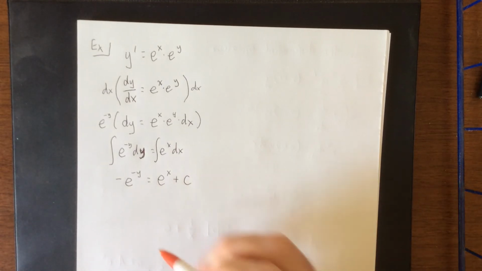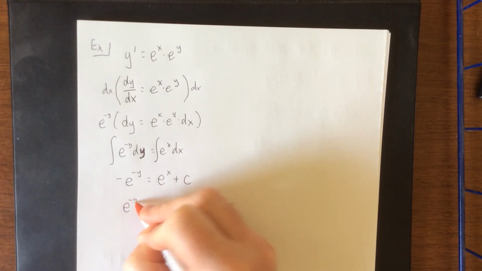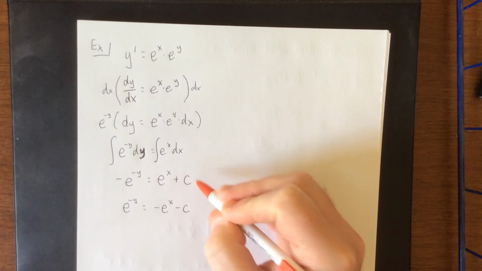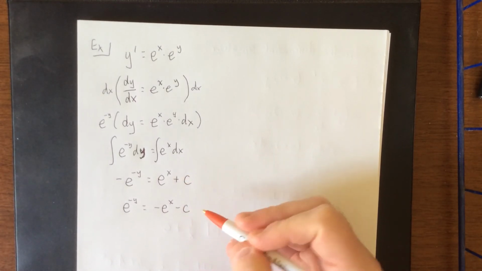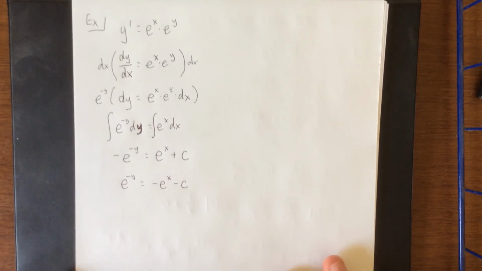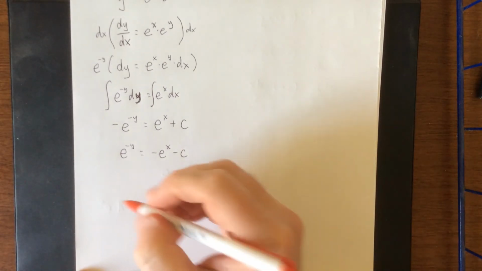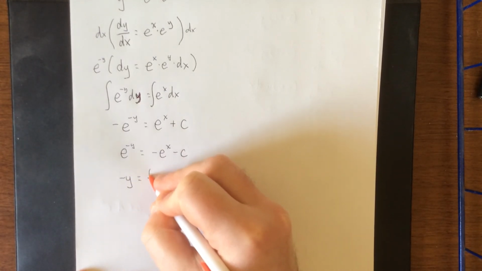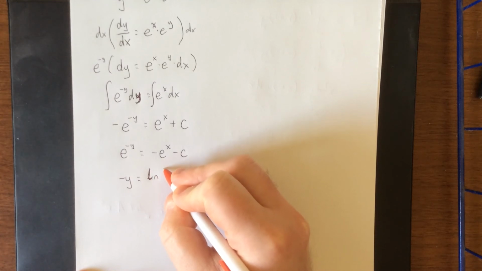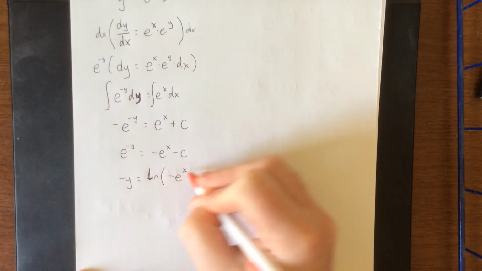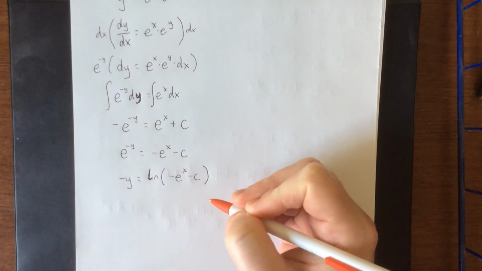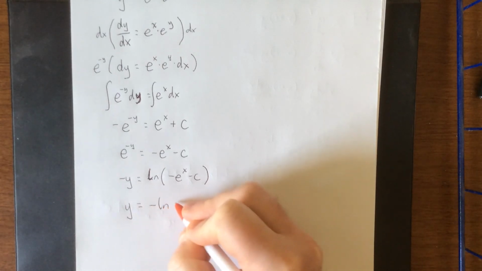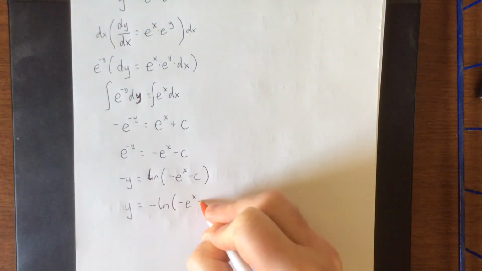To finish solving for y, we first multiply both sides by negative 1. Now when we multiply both sides by negative 1, it technically will turn your generic constant into a minus c. However, because it's a generic constant, it doesn't matter if we're saying add it or subtract it, so no big deal there. Then apply a natural log to both sides. That's the natural log of negative e to the x minus c. And then multiply both sides by negative 1. We wind up with y is equal to the negative natural log of negative e to the x minus c.